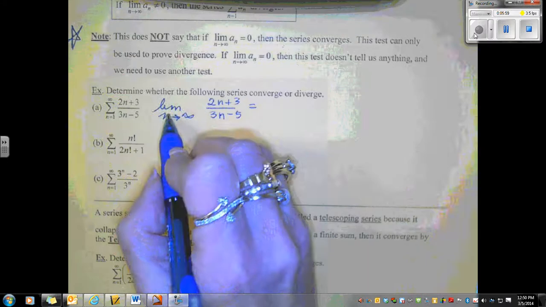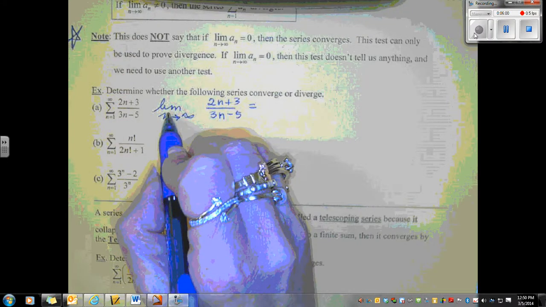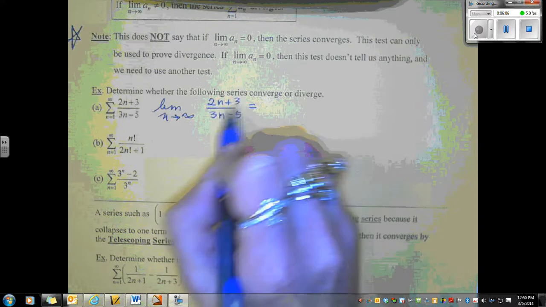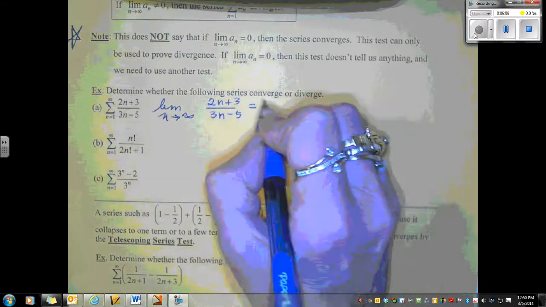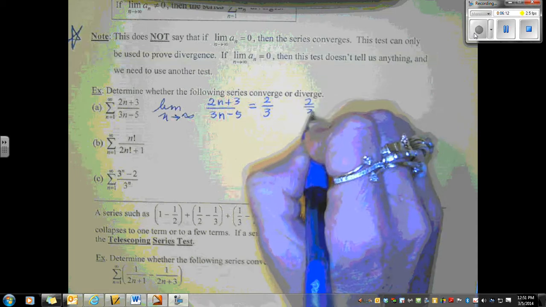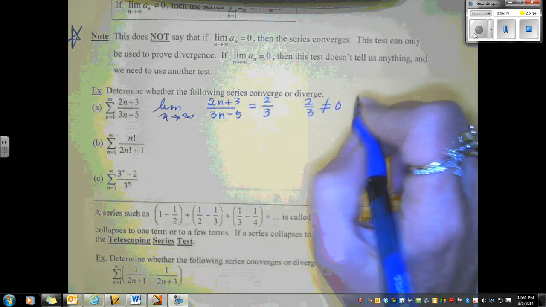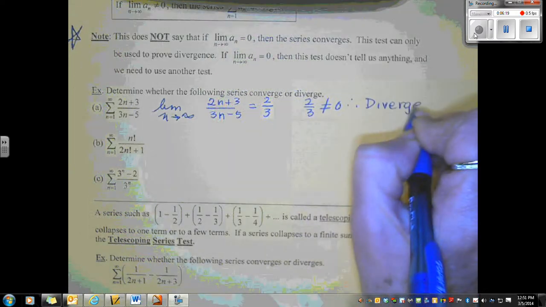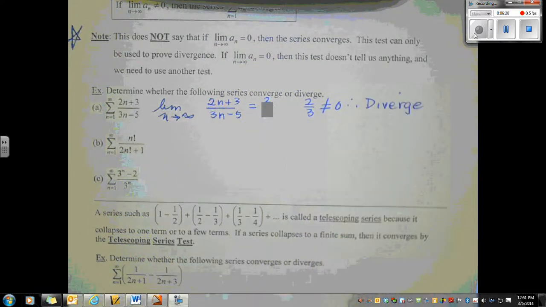Limit as n goes to infinity of (2 to the n plus 3) over (3 to the n minus 5) equals 2/3. 2/3 does not equal 0, therefore it diverges. Right?